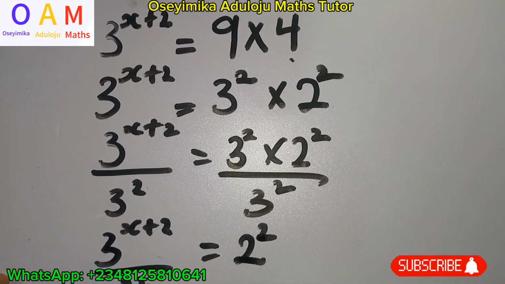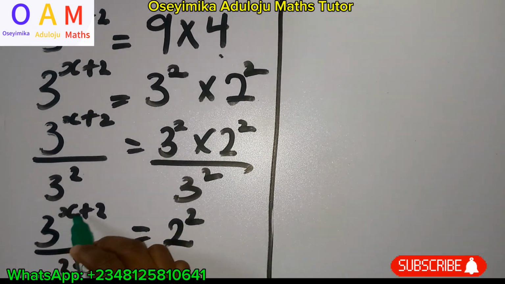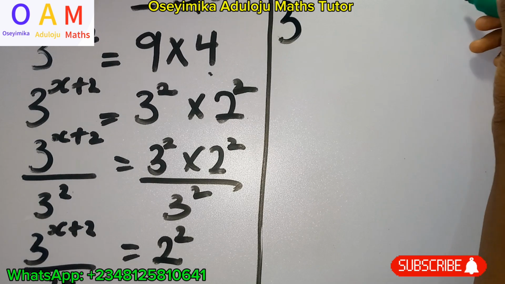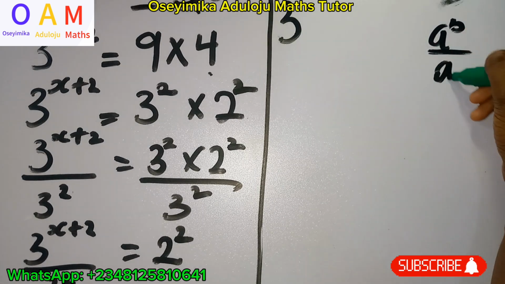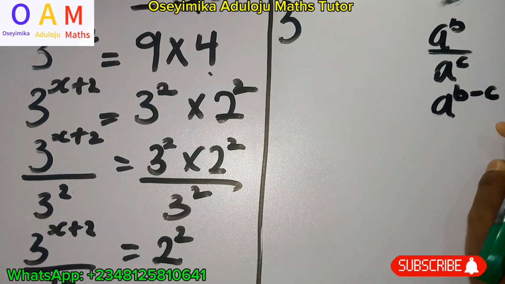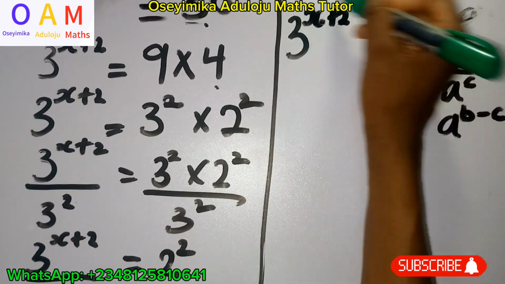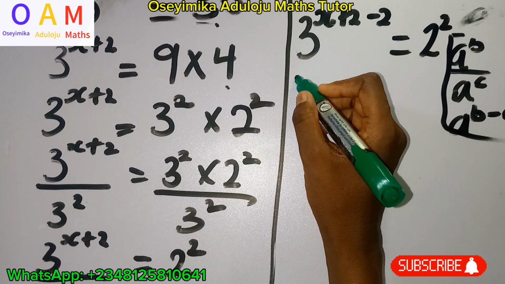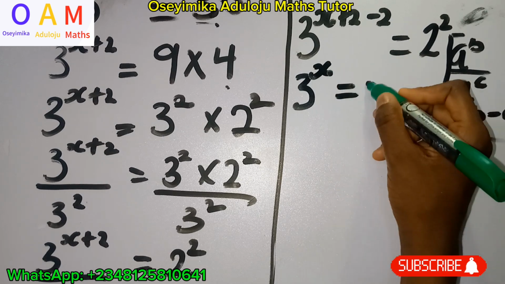Now next, looking at this right here, 3 raised to power x plus 2 over 3 raised to power 2 can also be written as 3 from the rule of indices. When we have something like a raised to power b over a raised to power c, our answer will be a raised to power b minus c. So we can write this as 3 raised to power x plus 2 minus 2, which is equal to 2 raised to power 2. 2 minus 2 is 0. So we're left with 3 raised to power x equals 2 raised to power 2.